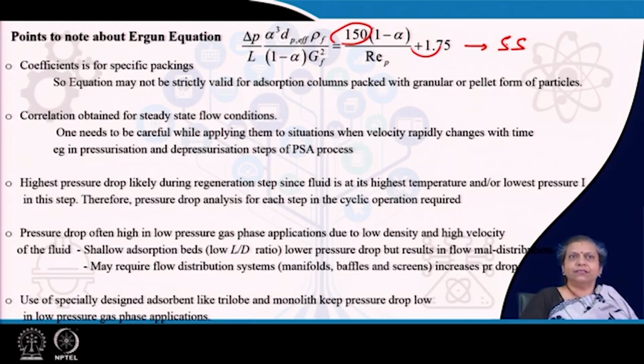The other thing is the highest pressure drop: when do you expect that you are going to get it? When the fluid is at the highest temperature and the lowest pressure. Under what condition does this happen? This happens generally during the desorption or the regeneration step. We get the highest temperature during the desorption step of the TSA cycle, and the lowest pressure during the desorption step of the PSA cycle. So, when you are finding out pressure drop, it is important that you find out the pressure drop both for the adsorption as well as for the desorption process.